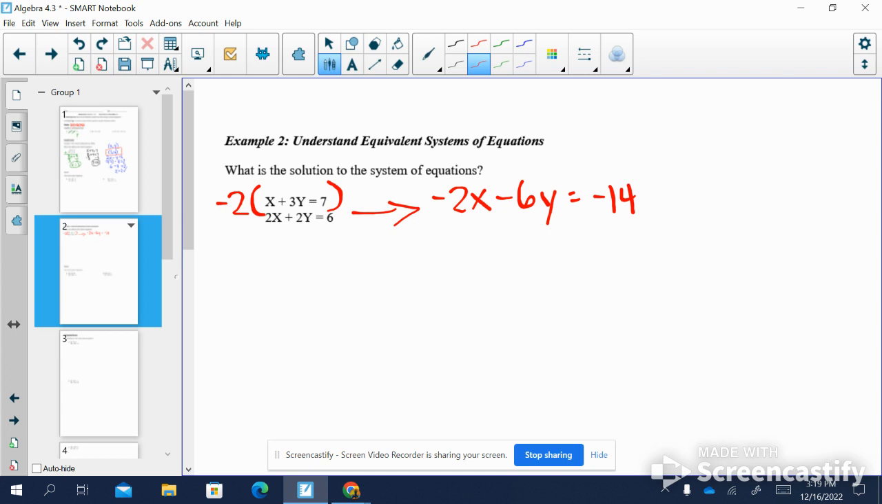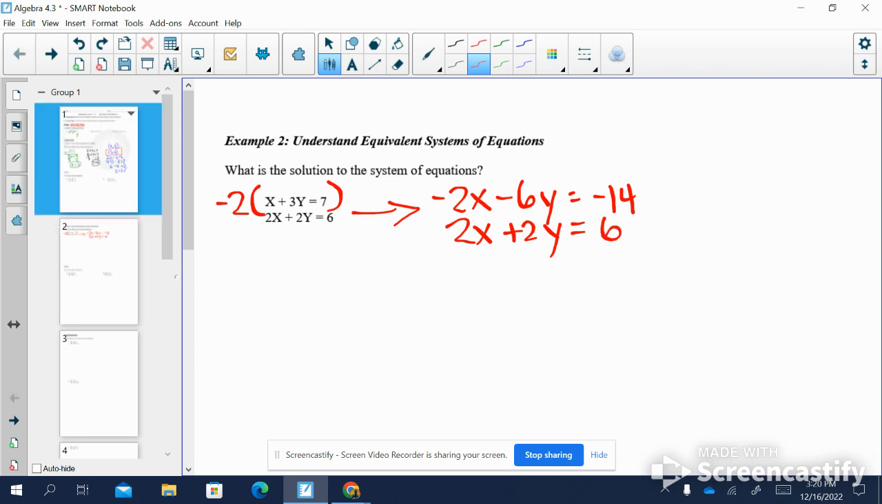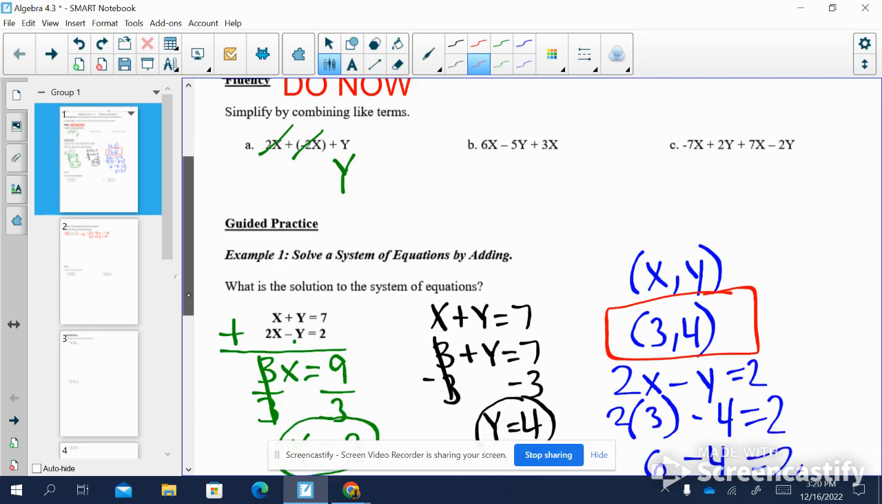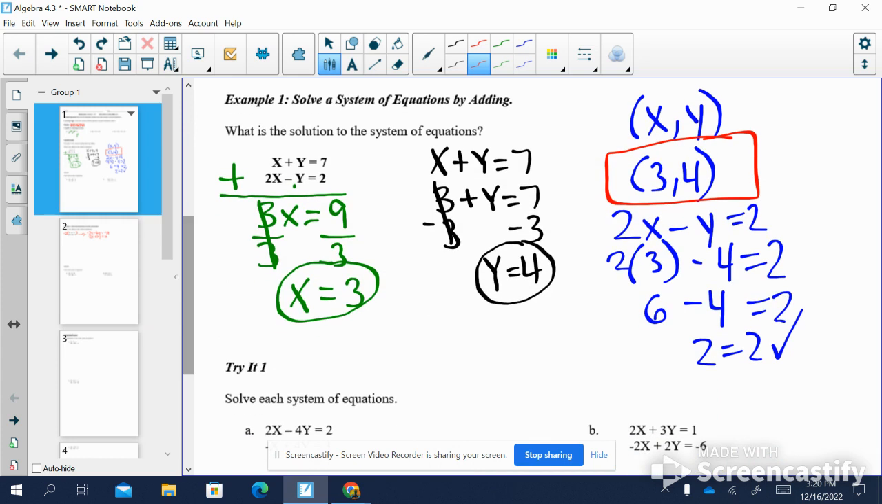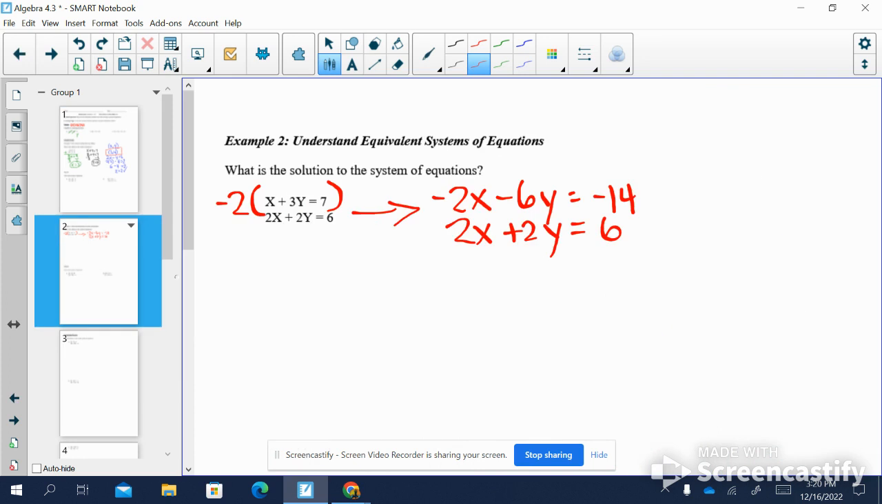So now I'm going to rewrite the second equation. I don't have to change it at all. I'm going to rewrite it right underneath it. And I'm back to square one, like in this example over here, when I solved for x or y and then used the variable to get the answer. So back here, they're lined up.